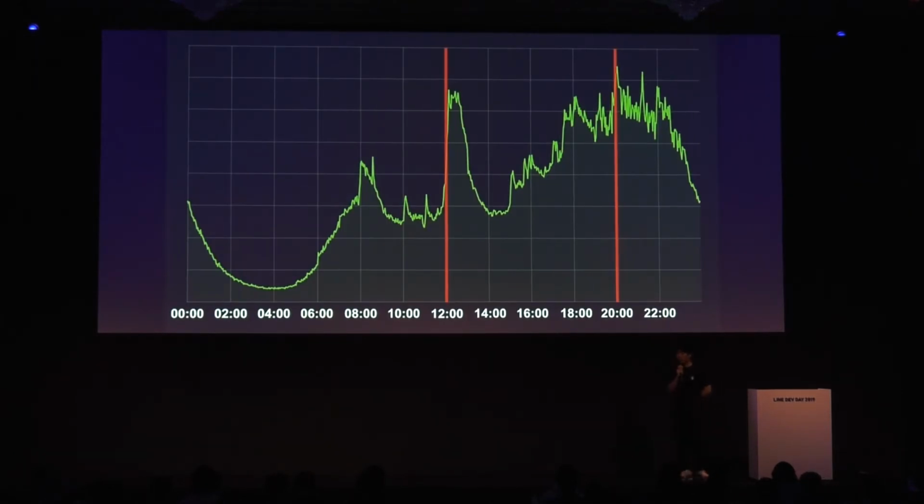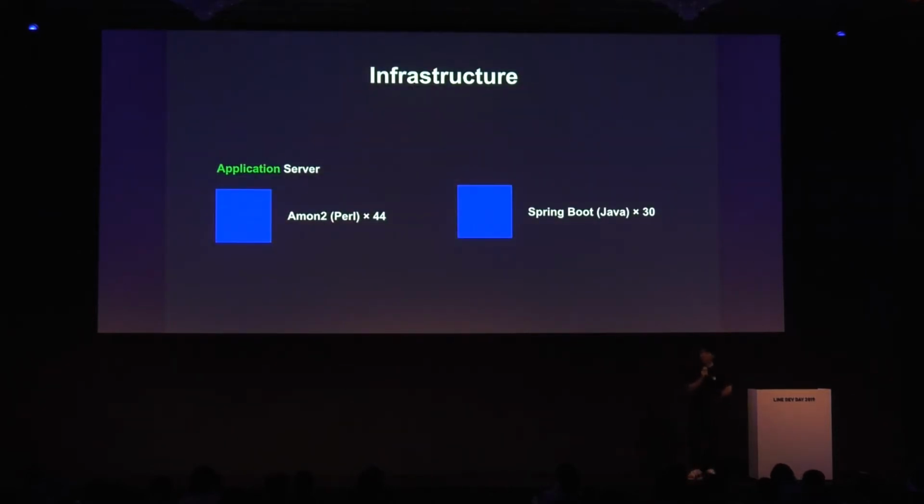Well, for your information, this is the traffic fluctuation throughout the day. At 12 noon and 20:00, you see quite a big peak. So maybe you are checking Line News during lunch break or on the way home. It's quite interesting.